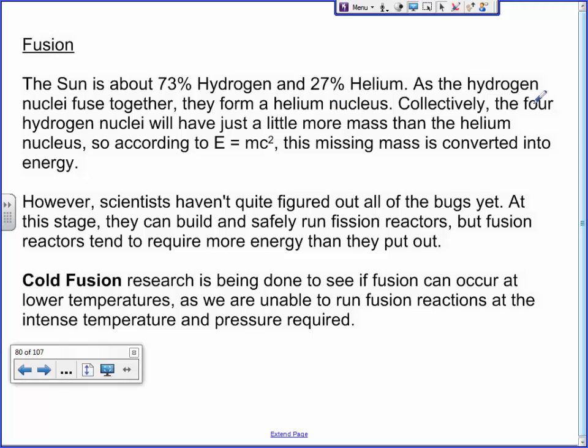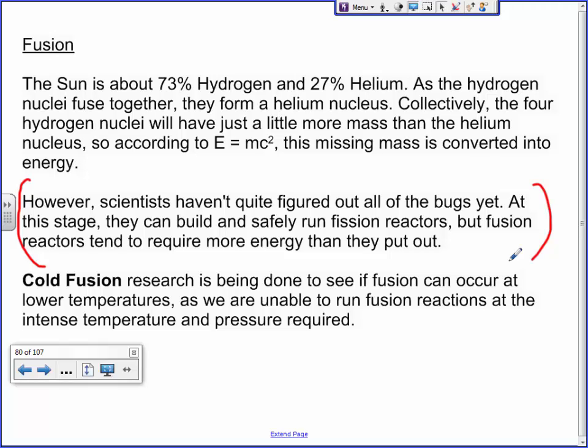And then actually what ends up happening is the four hydrogens have a little more mass than the helium, so the missing mass is energy. But I believe this is still true as when I wrote it here. Scientists have not figured out the bugs there. They can build and run a fission reactor, but they haven't been able to figure out how to run fusion just yet.